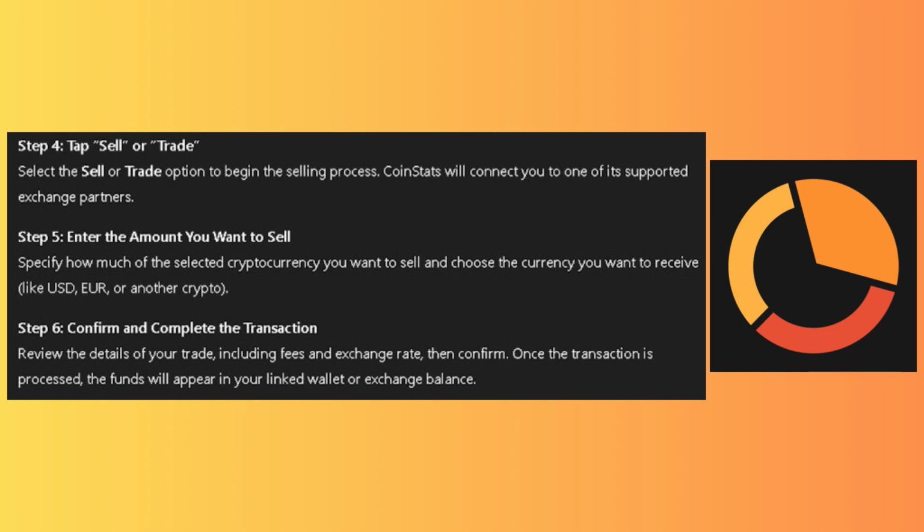Enter the amount you want to sell. Specify how much of the cryptocurrency you want to sell, or choose the currency you want to receive, such as USD, Euros, or another crypto. Confirm and complete your transaction.